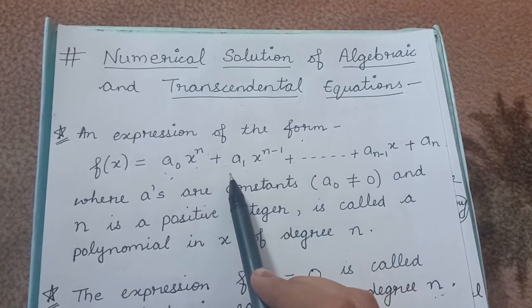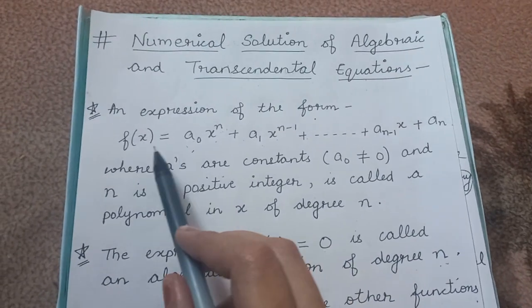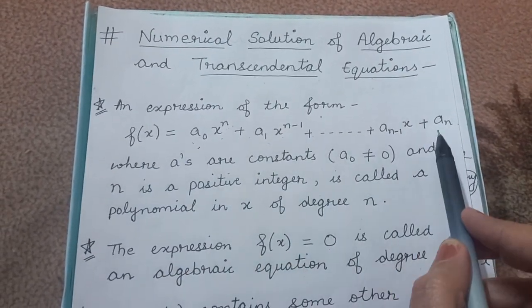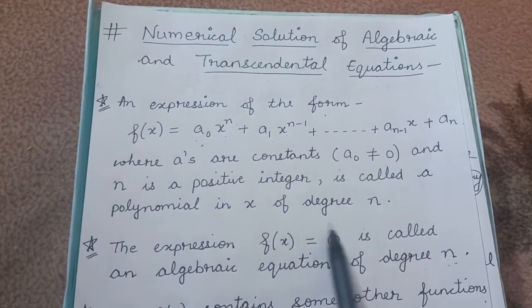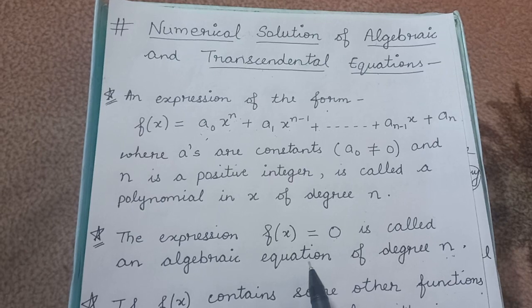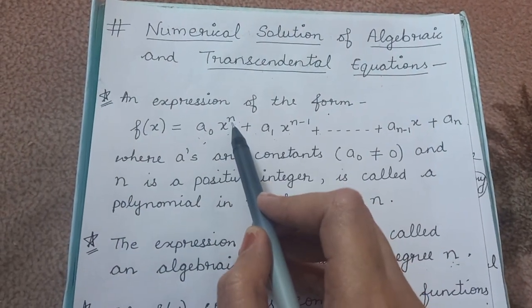When you put this polynomial equal to 0, like this expression f of x equal to this value, now this whole value is put equal to 0, this is called an algebraic equation of degree n, this degree n, right?